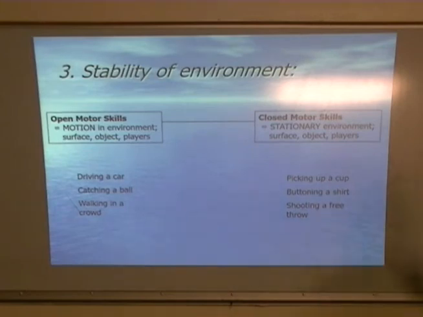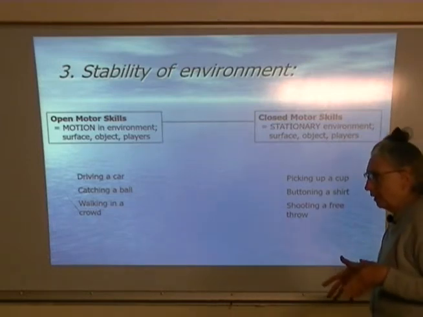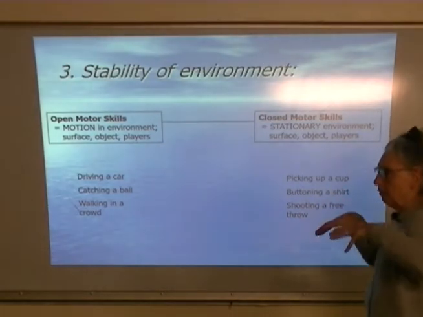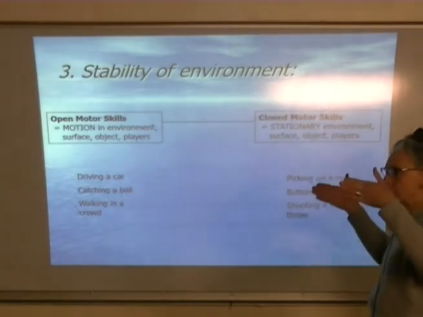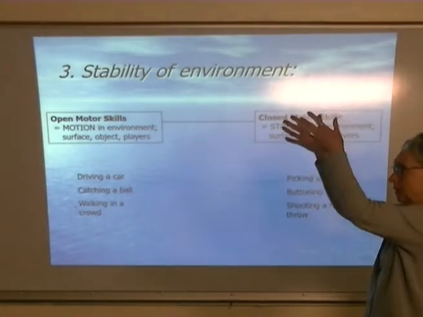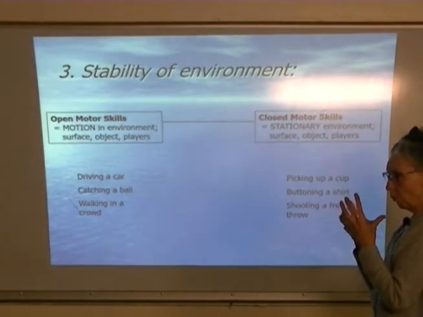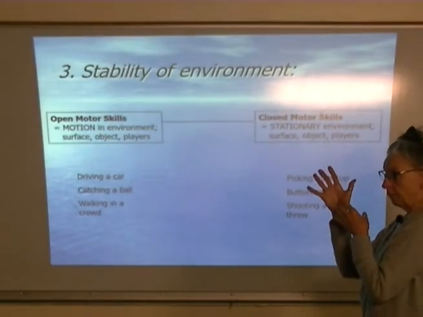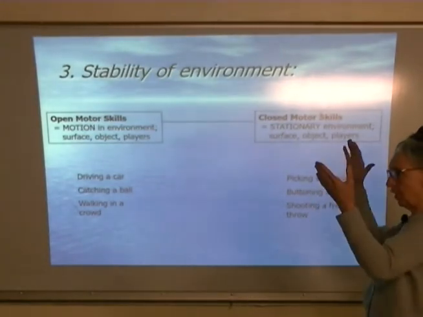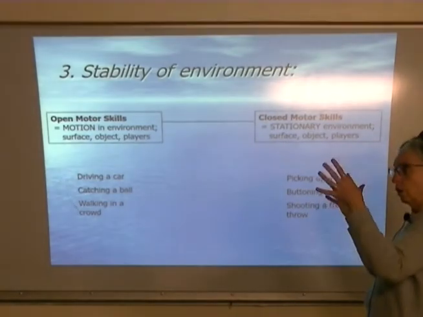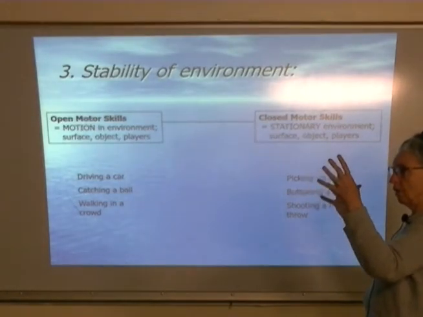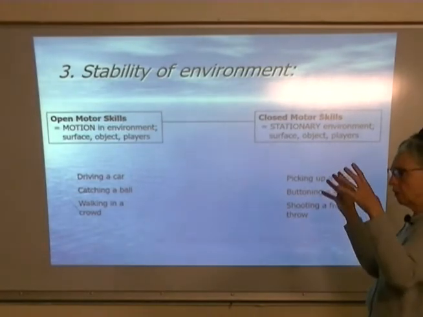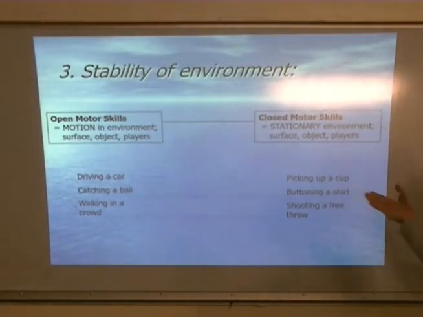Shooting a free throw is a closed skill because I'm the only athlete in my immediate environment. No one's allowed to interfere with me. The basket doesn't move. I've got the ball, so I'm in charge of when I do the skill. So the difference between catching and throwing a free throw, I think, is a good comparison for you to understand those two ends of the continuum.